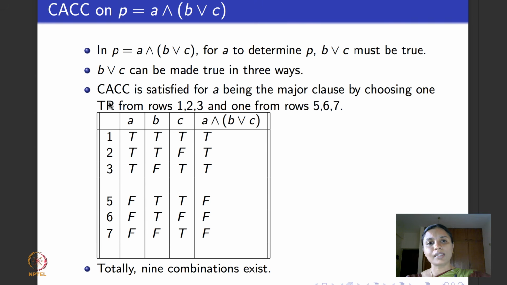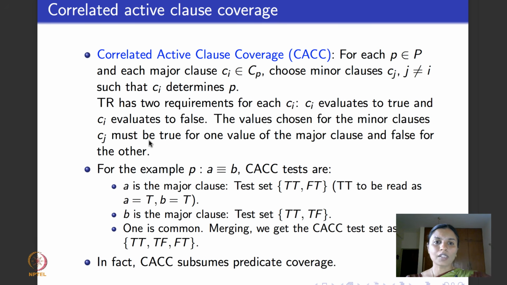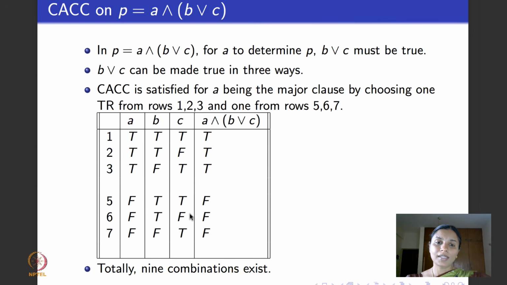So to get my test cases for CACC, I pick up one set of values from the top set 1, 2, 3 and one set of values from the bottom set 5, 6, 7. Any of these will make A true once, false once, and B or C combinations are such that A will determine P. And they also satisfy correlated active clause condition, right? It says the values chosen for minor clauses must be true for one value of the major clause and false for the other. That is also satisfied in this. So to satisfy CACC for the predicate A and B or C, pick up one row from here, one row from here. How many different ways of picking up one row from here, one row from here exist? 3 into 3, 9 ways. So 9 different test cases can be written to satisfy CACC for this predicate.